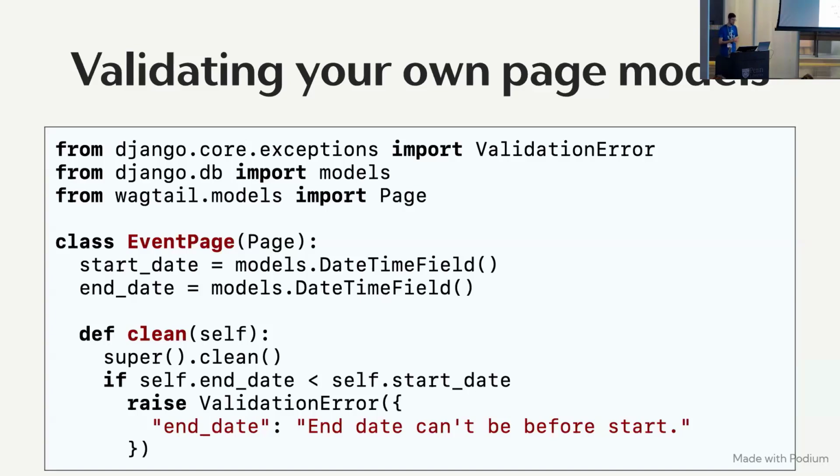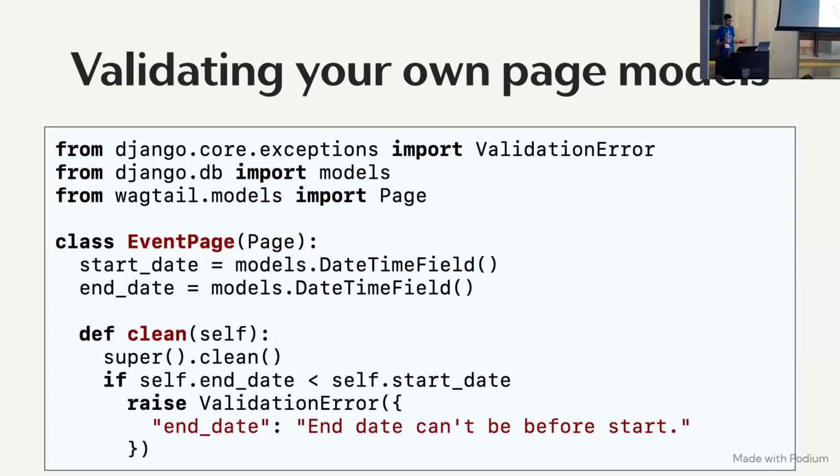Here's a simple example of an event page where we want to validate that the end date is always after the start date. We define our own clean method on our event page class. We call super.clean, which in this case just does the slug validation from Wagtail's base page model. And then it also calls any clean methods further up the chain, if there were any, between Wagtail's page and Django's model.